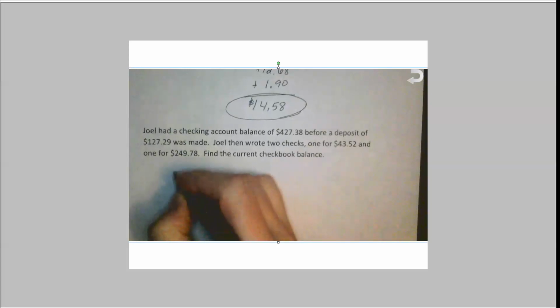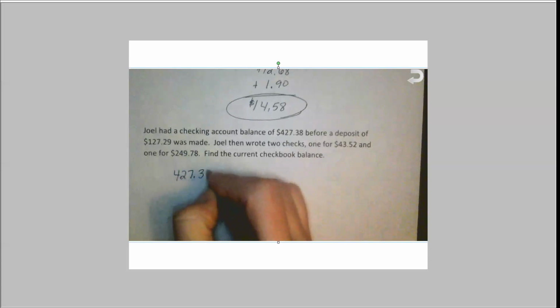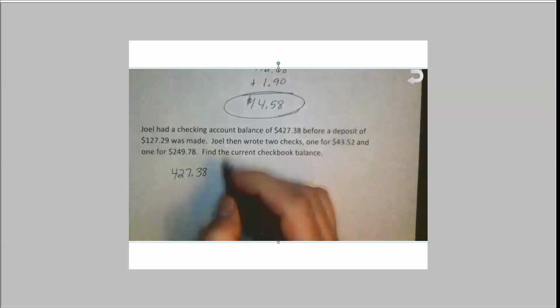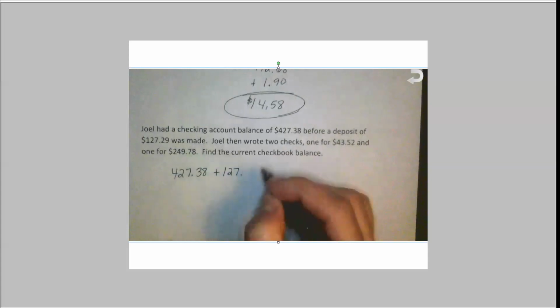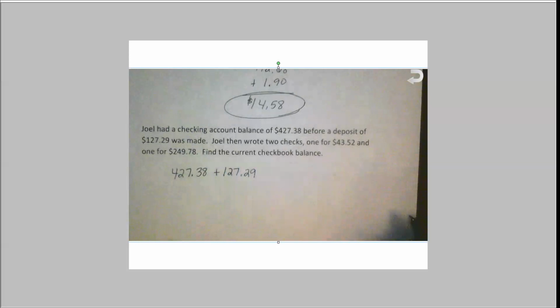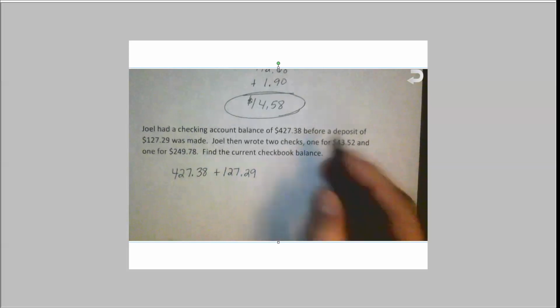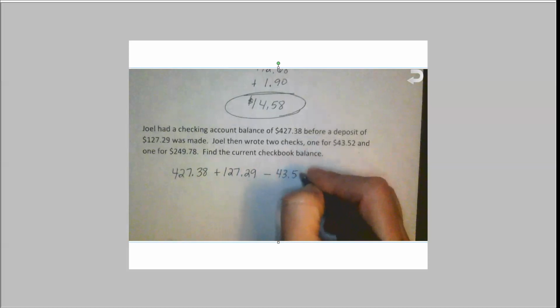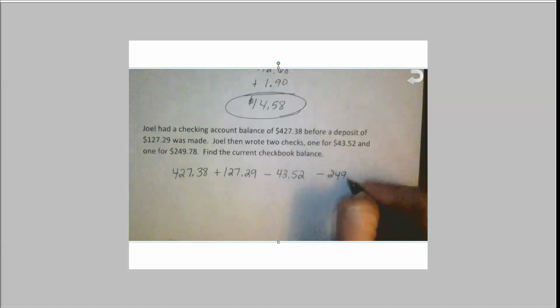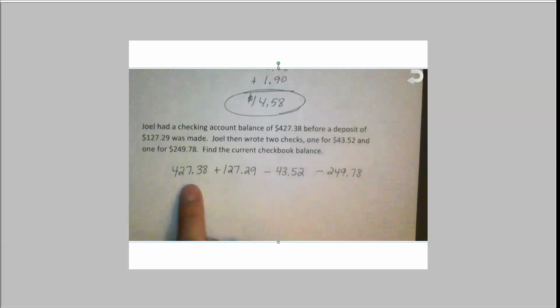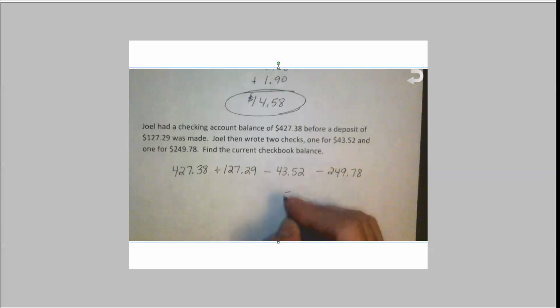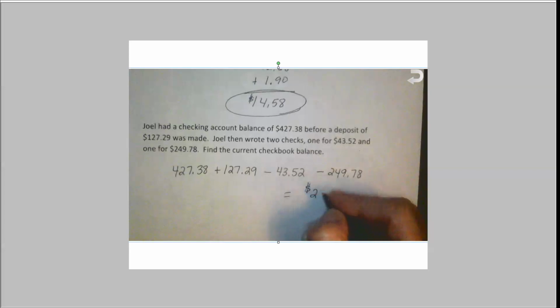So originally we have $427.38 in the account. There's a deposit or a credit of $127.29. He writes 2 checks, which are debits. They take away from the account, so we subtract those. So using your calculator, you'll add the deposit, which is a credit. You'll subtract those check amounts, which are debits, and that will give us a new checkbook balance of $261.37.